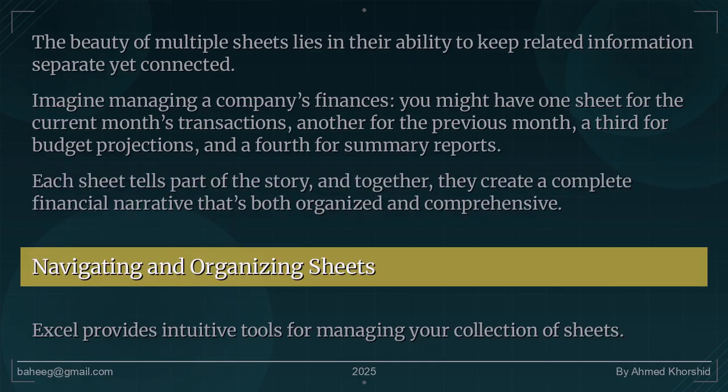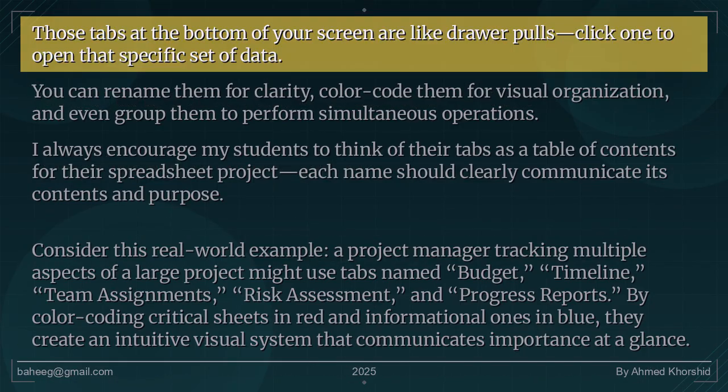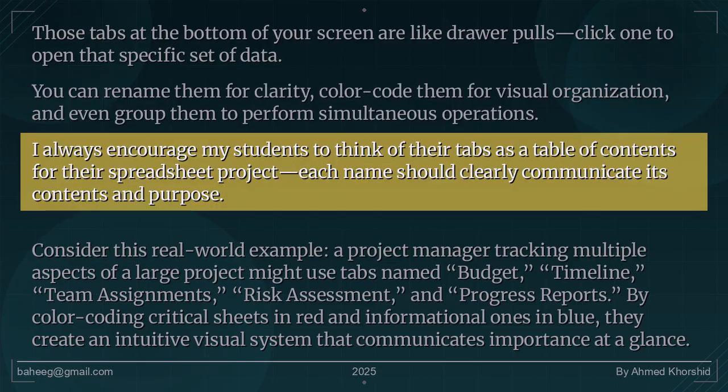Navigating and organizing sheets. Excel provides intuitive tools for managing your collection of sheets. Those tabs at the bottom of your screen are like drawer pulls. Click one to open that specific set of data. You can rename them for clarity, color-code them for visual organization, and even group them to perform simultaneous operations. I always encourage my students to think of their tabs as a table of contents for their spreadsheet project. Each name should clearly communicate its contents and purpose.